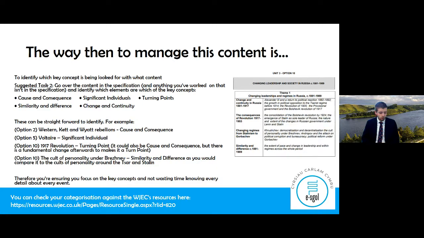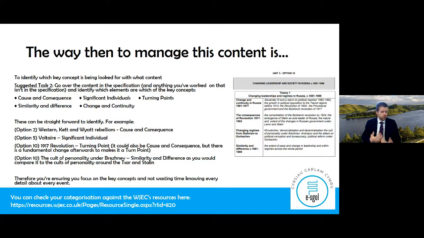The Cult of Brezhnev is another specific mentioned in the specification of option 10. Now this would fall into similarity and difference, because you would compare it to the cults of personality around the Tsar and around Stalin as well.